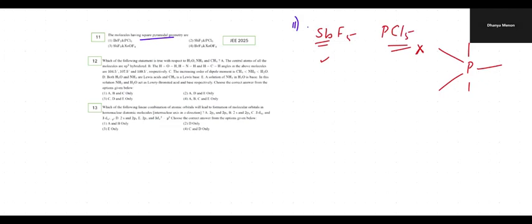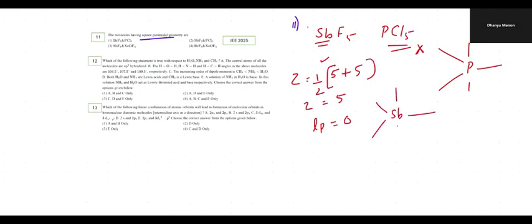Z is equal to half of, antimony is from group 5, so 5 electrons in the outermost shell and 5 monovalent atoms. So Z value is 5. The lone pair is 0. So it has the same shape as PCl5, trigonal bipyramidal. Okay, so our option is wrong.